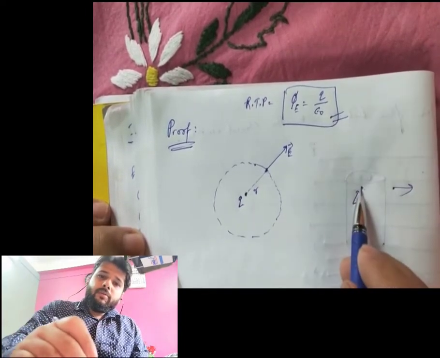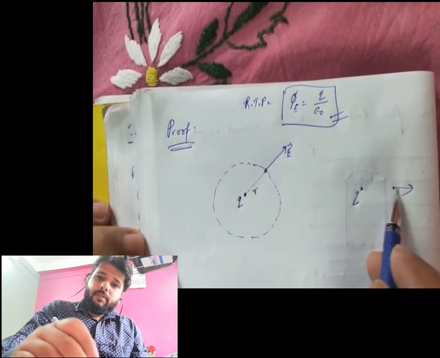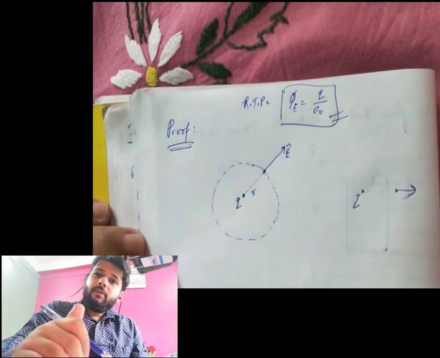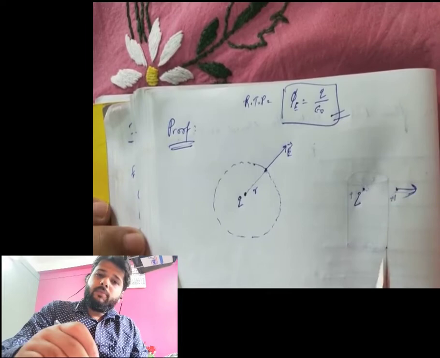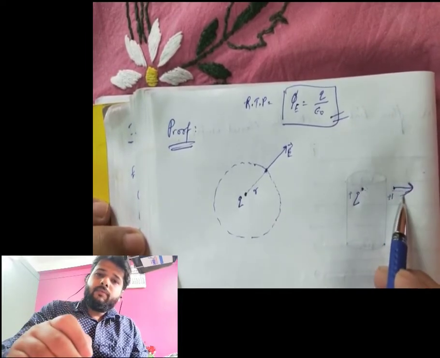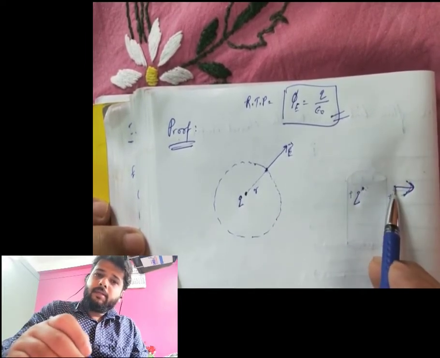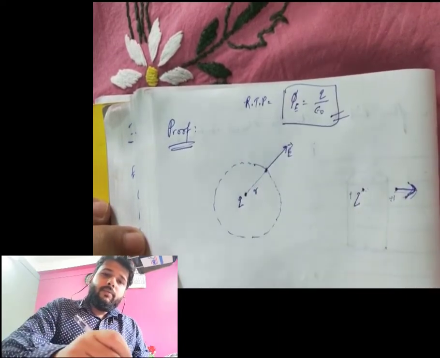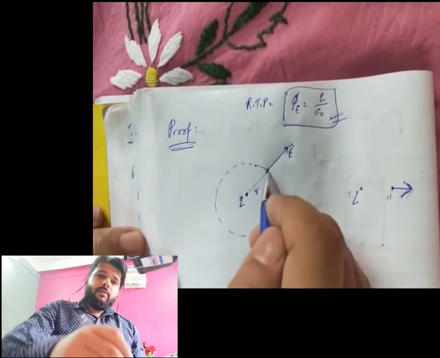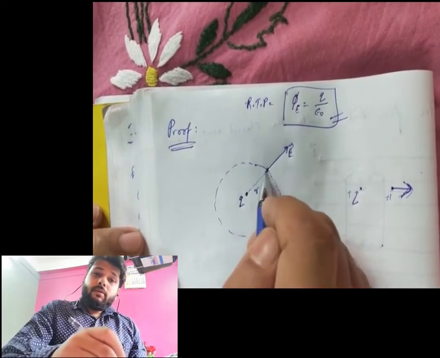So this electric field means the force will always repel it, because this charge is positive and that one is also positive, so there will be a repulsion, and force will act in this direction. Similarly, the electric field also acts in this direction. Now next, we have to find what?